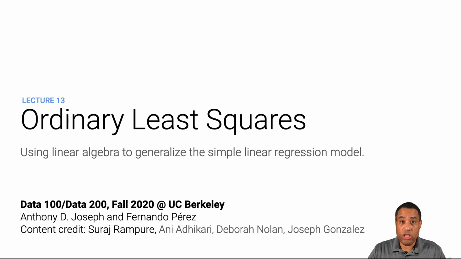This is lecture 13 for Data Science 100 and Data Science 200. The topic is ordinary least squares. So in this lecture, we'll formalize the multiple linear regression model from the end of last lecture, and we're going to do that using linear algebra.